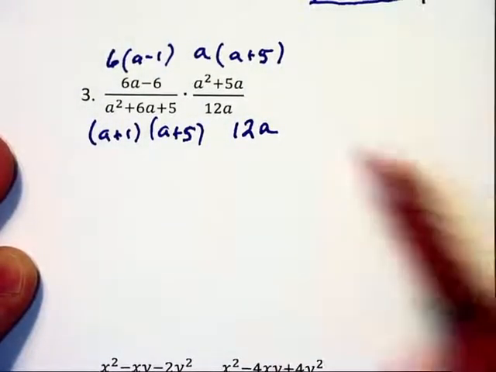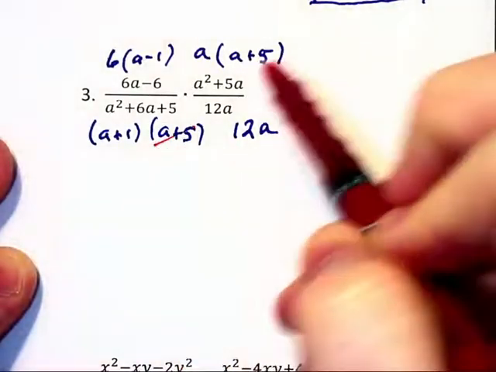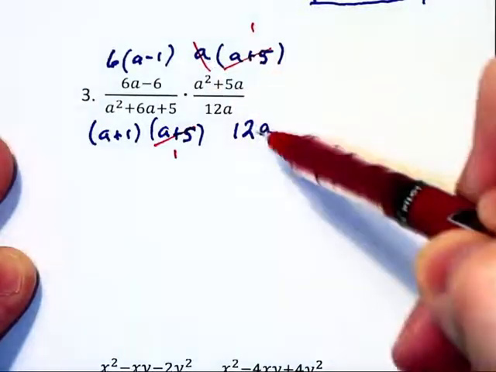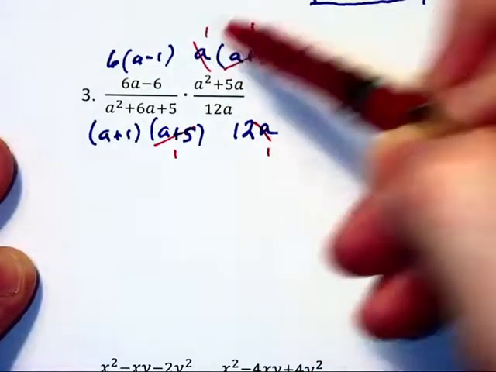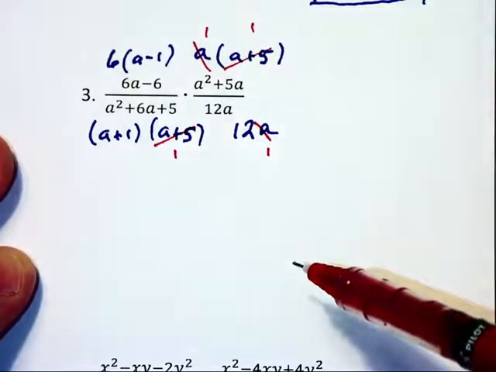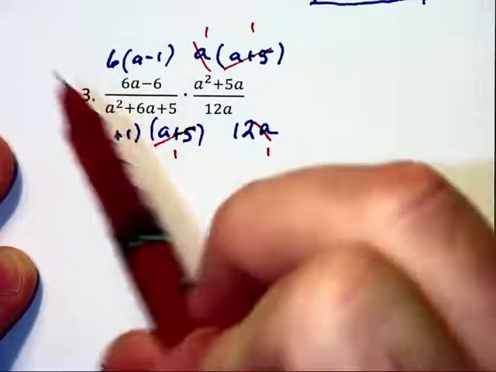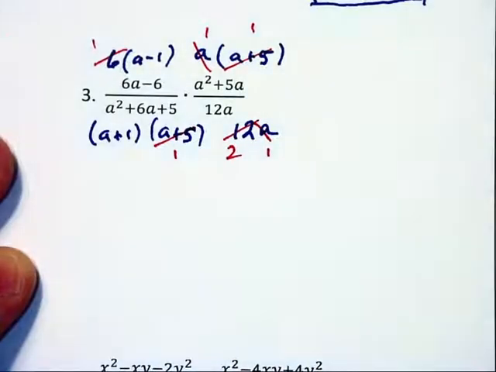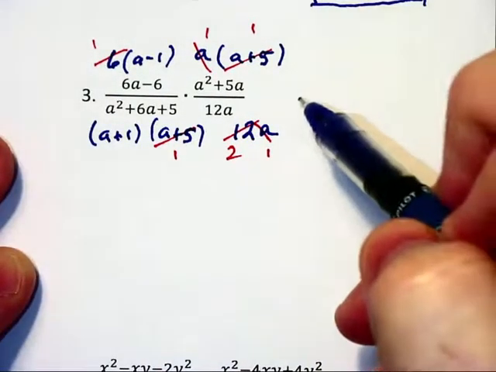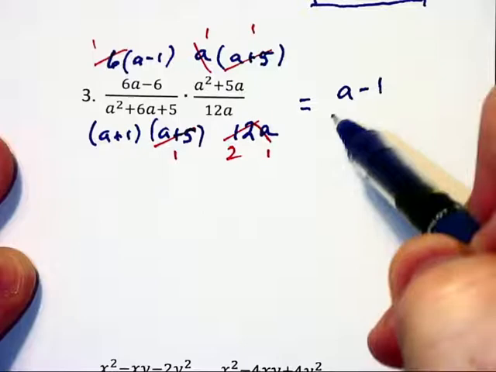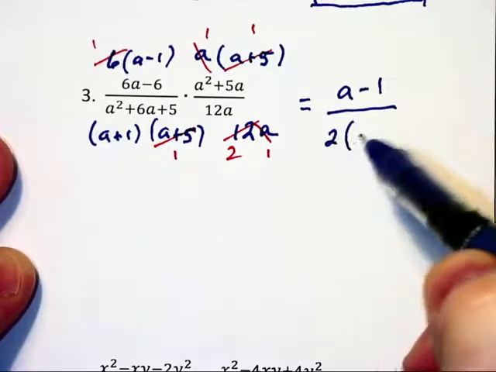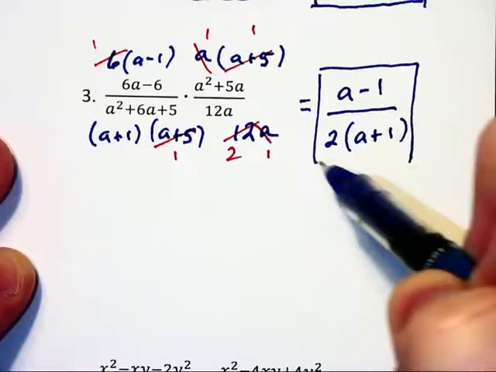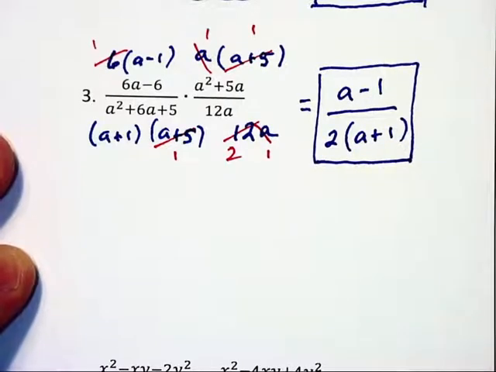Now we begin our cancellation, and I see that the a plus 5's will cancel directly. I see that I can cancel an a in the second fraction, and that is all that I see that can be canceled. Oh, sorry, I have a 6 and a 12, which reduces to 1/2. Now that's all I can cancel. This leaves a minus 1 in the numerator and 2 times a plus 1 in the denominator. And again, if you wish to distribute the denominator, you're welcome to do so.